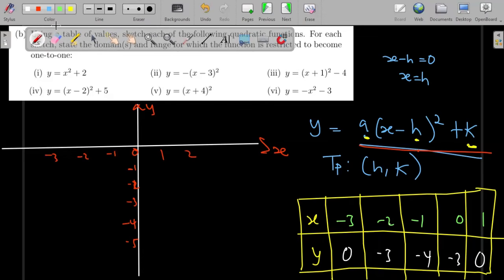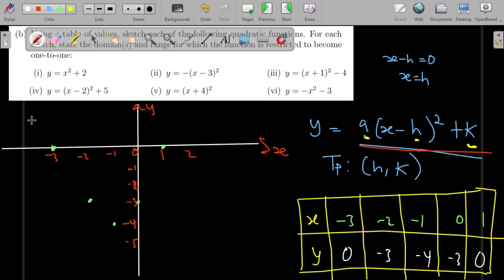So now I can plot whatever I have. I have -3, comma 0, I mean. So this will be this point. And then the other one is -2, comma -3. So we are there. And then -1, comma -4. We are there. And then 0, comma -3, so I'm there. And then 1, comma 0, it means I'm there. So it means my curve will pass through these green dots here.